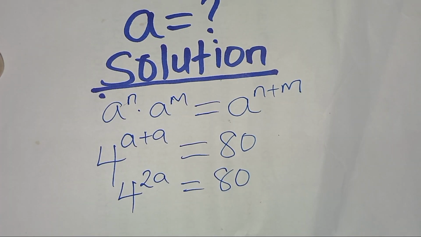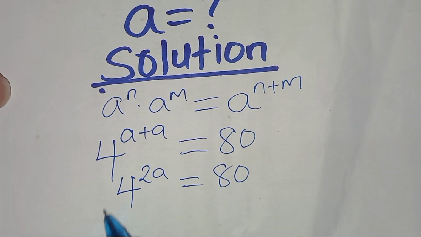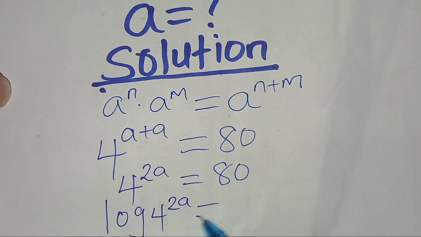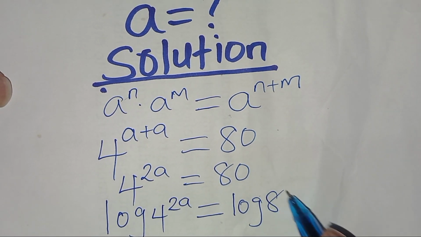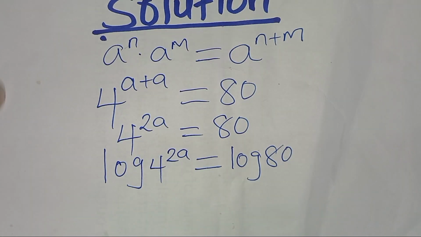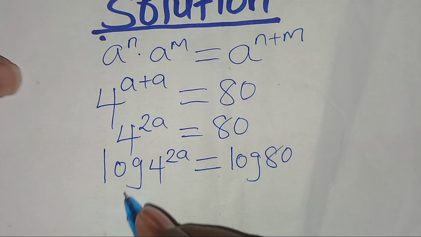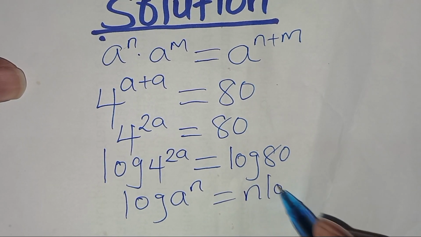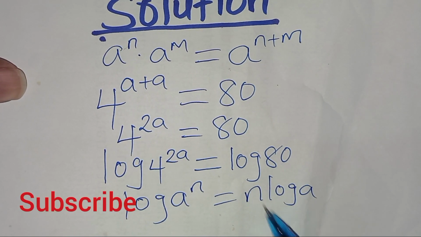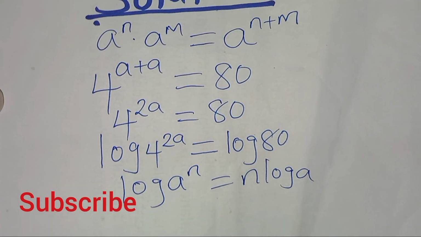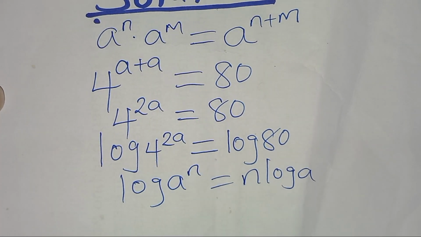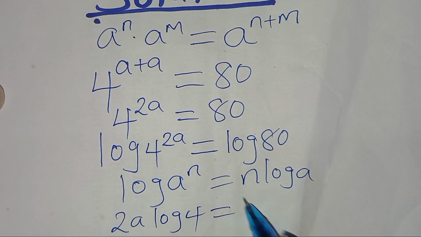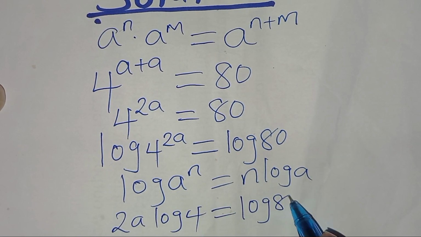Now, to solve for the value of a, we introduce the natural logarithm on both sides so that we'll have log 4 to power 2a equal to log 80. Now log 4 to power 2a is in the form of log a to power n, which we can express as n log a. Applying this power rule, log 4 to power 2a becomes 2a log 4, equal to log 80.